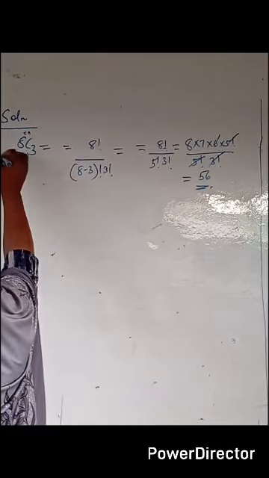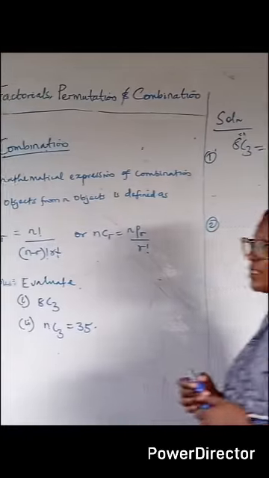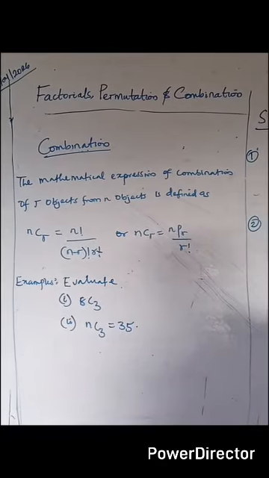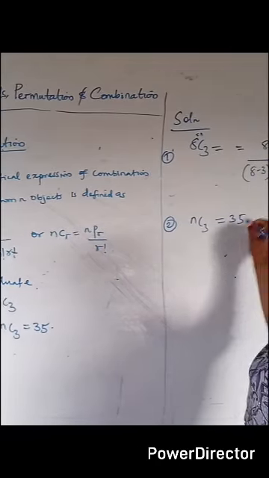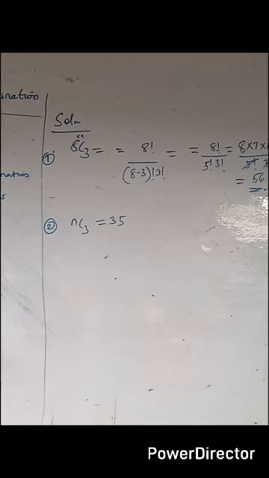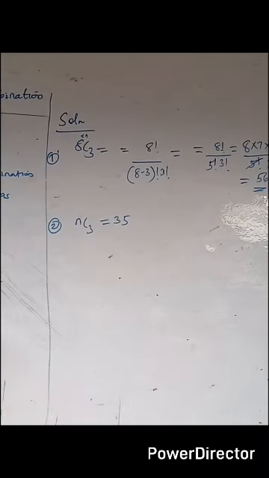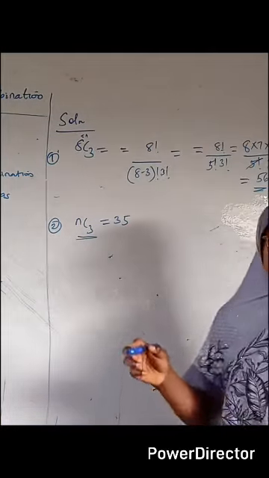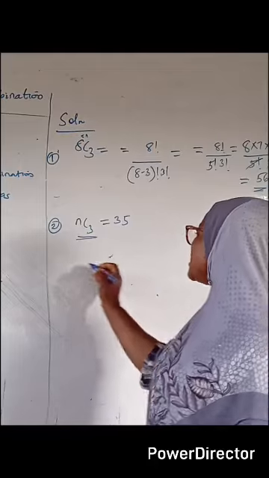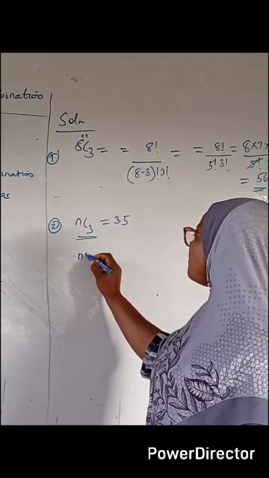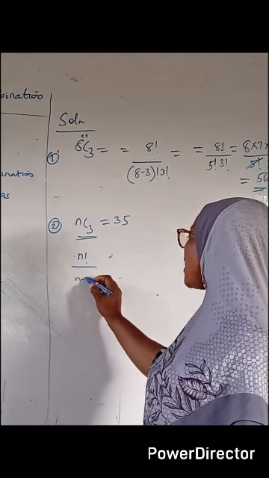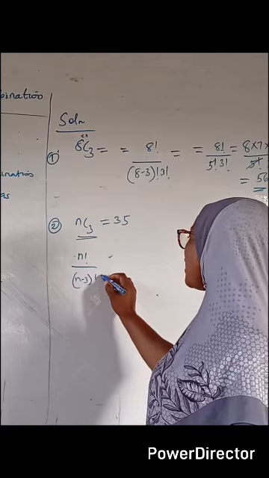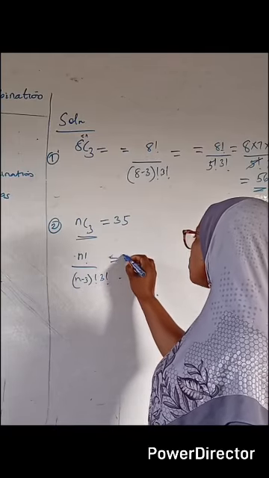So let's look at the second example. What does the second example say? N combination 3 equals 35. In this case, we don't know what n is. Obviously, we are expected to find n. So how do we find n? First of all, you represent this using the mathematical representation of combination, and that is n combination 3 will give us n factorial over n minus 3 factorial times 3 factorial, equals 35.